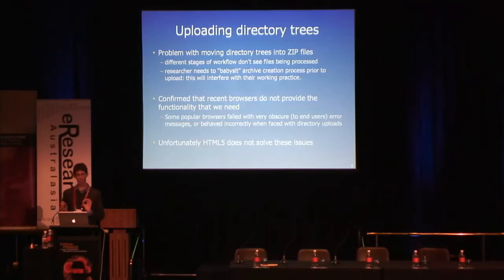The actual workflow of the KISS project involved these structures of subdirectories representing the state of the experiment. But we found that it's not something you can easily interact with browsers at the moment. You really do need to create zip files if you're going to upload through a typical web interface, when you want to deal with a tree of files and folders. And this is problematic if the files are large, because you end up with researchers having to babysit the creation of these archive files.